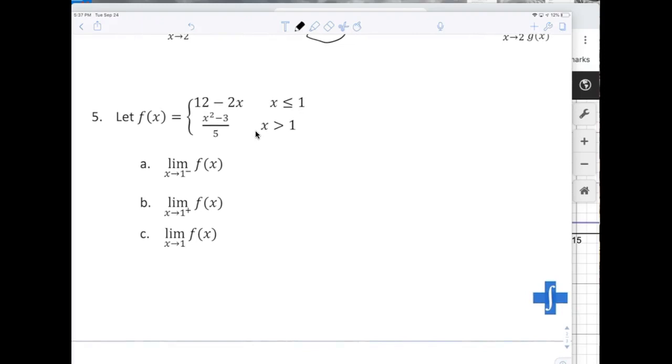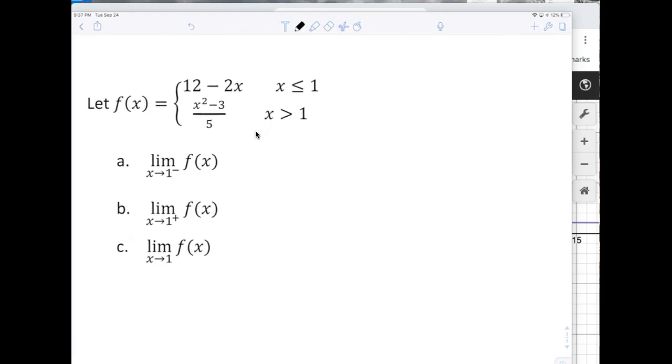All right, problem 5, we have a piecewise defined function, which looks like it might be difficult, but remember what these symbols mean. This means from the left. And if I'm to the left of 1, it means I'm less than 1, so I can find my limit using 12 minus 2x, which I can do with direct substitution. This is going to be 12 minus 2 times 1, which is 12 minus 2, which is 10.